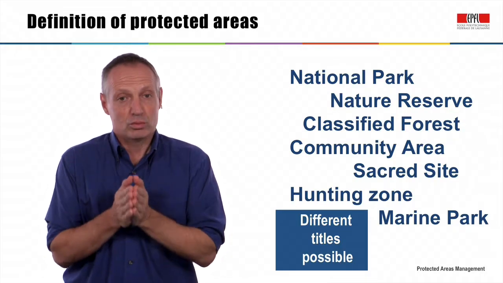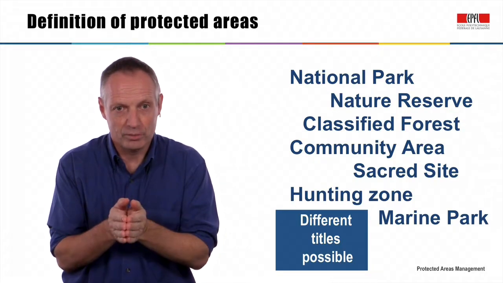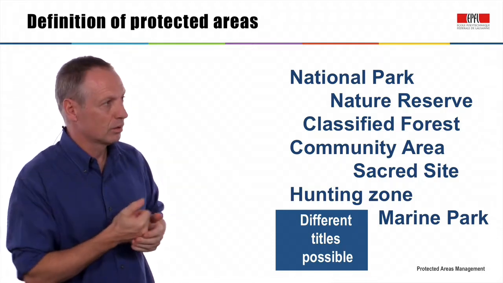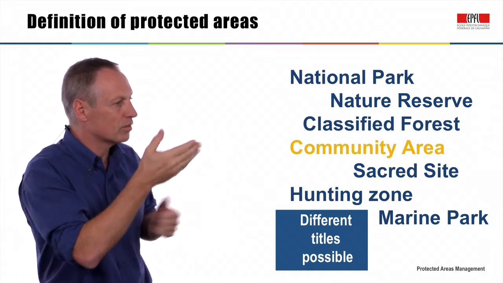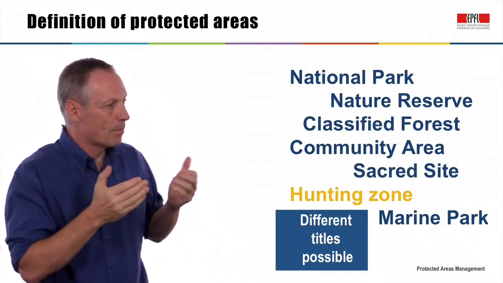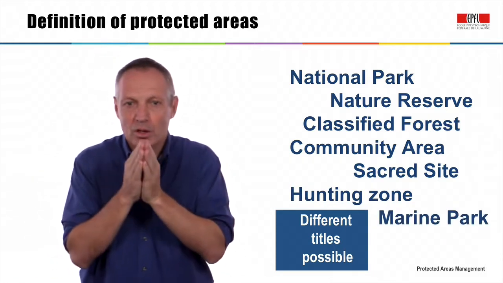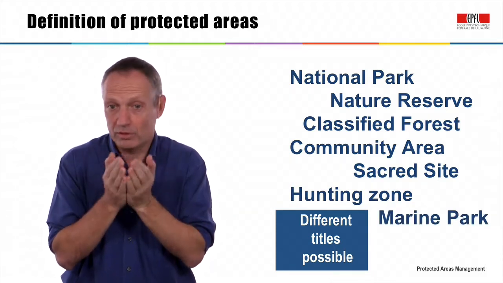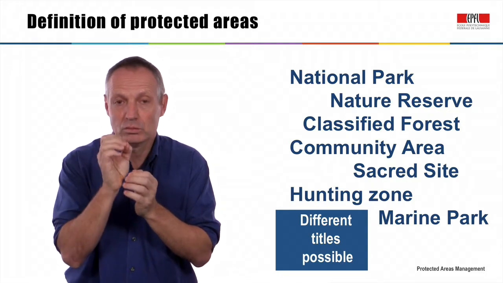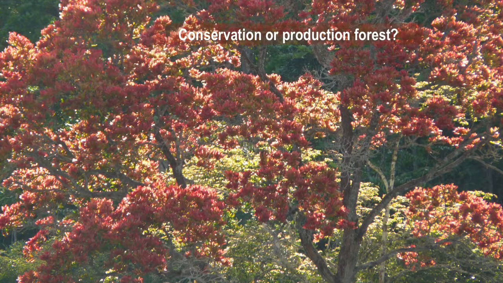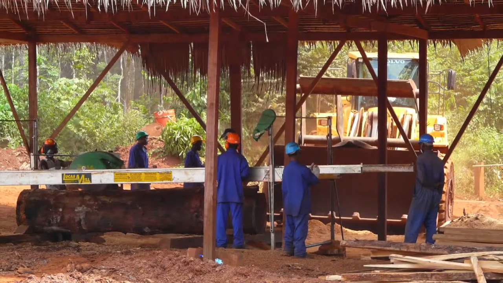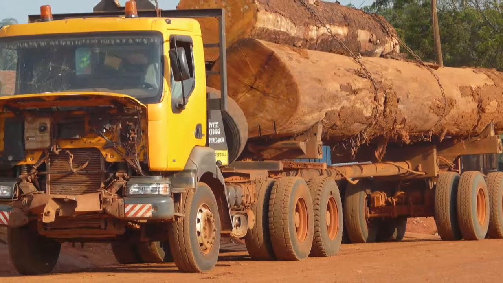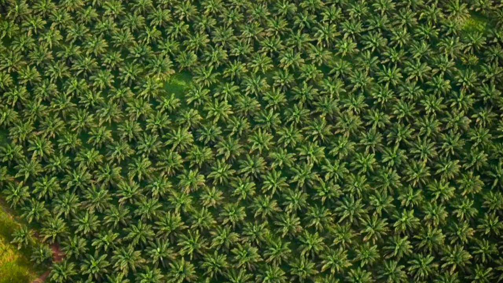There are, of course, many possible names for protected areas. Let's take a few examples that are found in Africa. National park, national reserve, classified forest, community area, sacred site, game sanctuary, marine park. What matters in order to know whether these territories are protected areas is not their name, but their final goal. Some classified forests are protected areas because they were classified to conserve a complete ecosystem. But other forests are only for the production of timber, eucalyptus, for example, and are not protected areas. This applies to all designations.